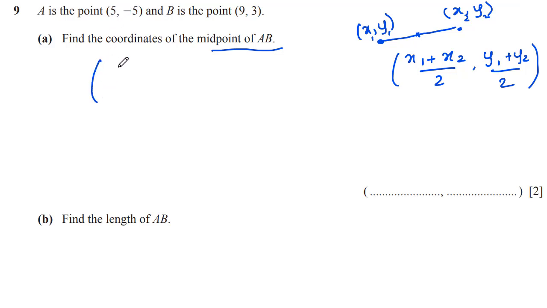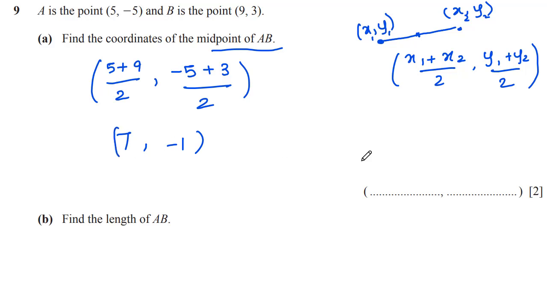So what is the first thing? 5 plus 9 by 2, comma, minus 5 plus 3 divided by 2. So what is 5 plus 9? It is 14. 14 by 2 is 7. And minus 5 plus 3 is minus 2. Minus 2 by 2 is minus 1. So (7, -1) is the midpoint.